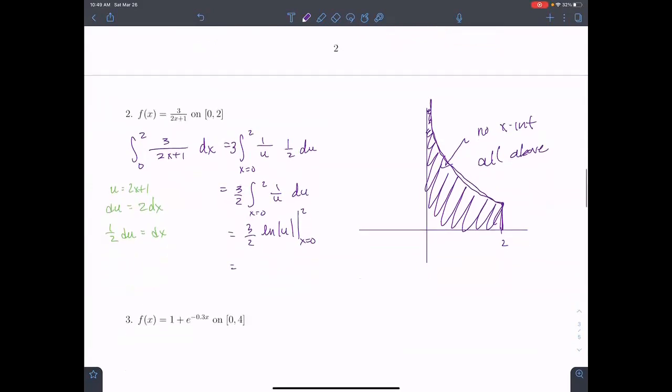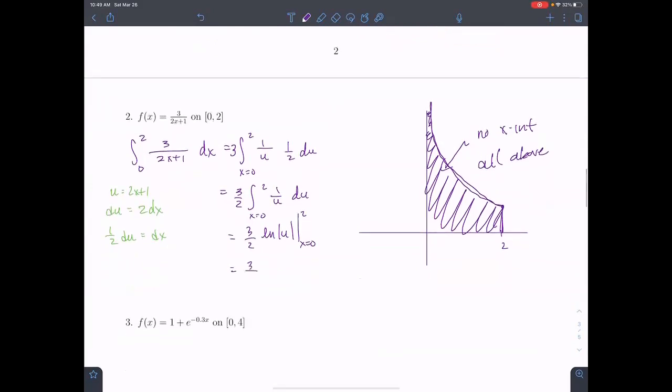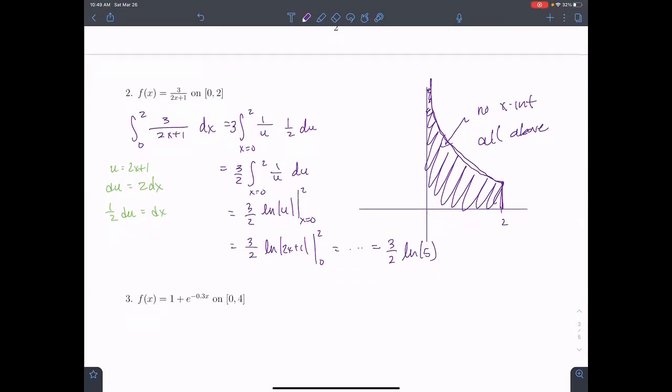And if you just keep going, you've got to plug that u back in to be 2x plus 1, and then evaluate that from 0 to 2. You should do some stuff. And then I got 3/2 times the ln of 5. And you can get a decimal approximation for that. That's fine. But I should see most of that work on your paper.